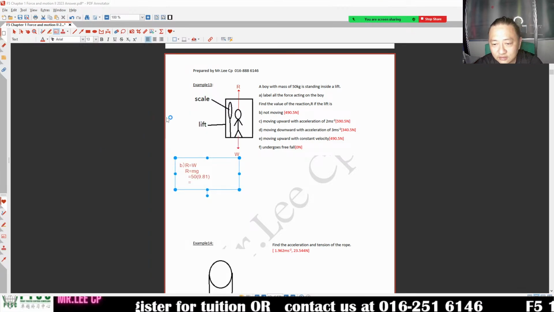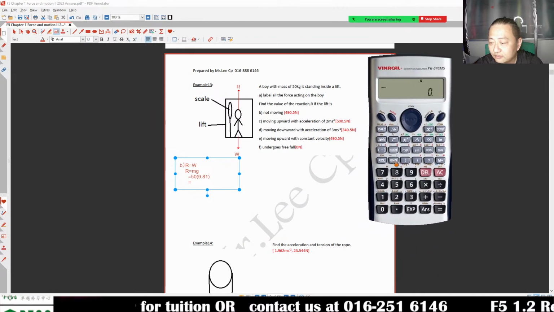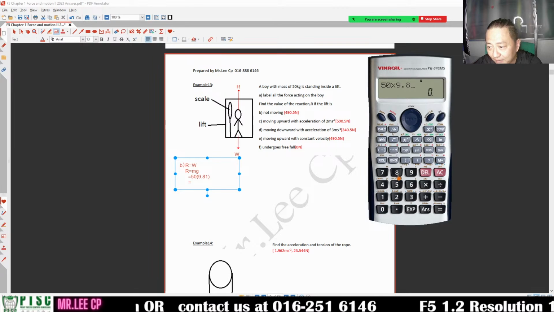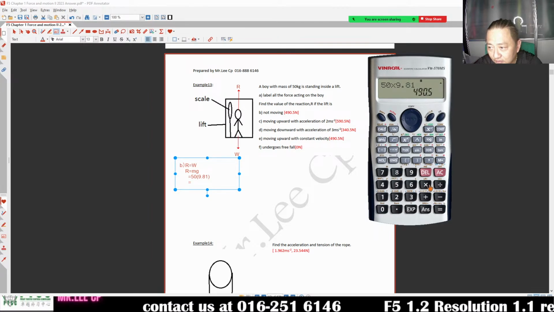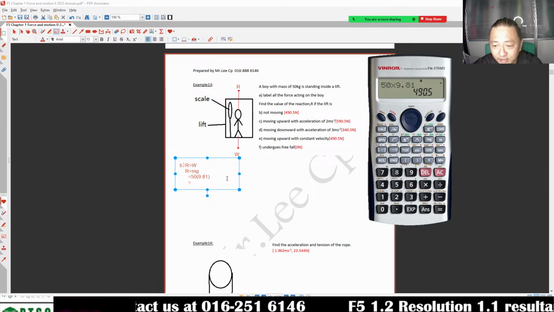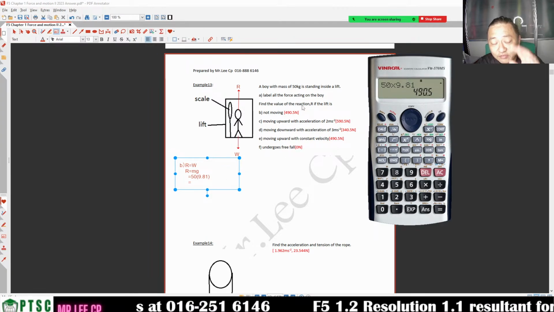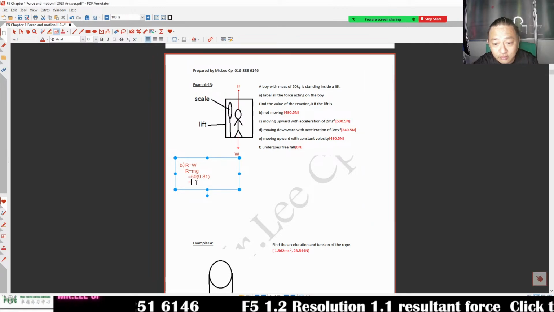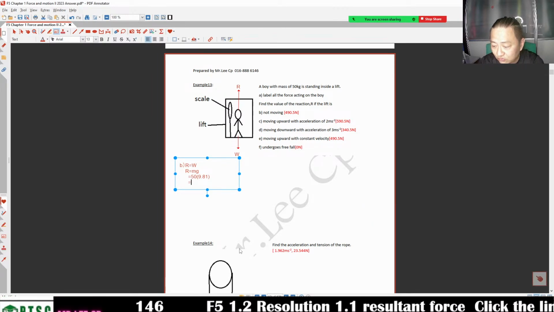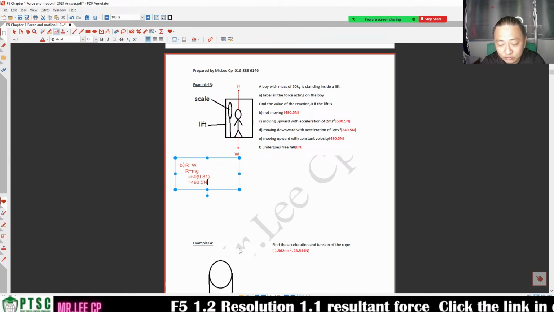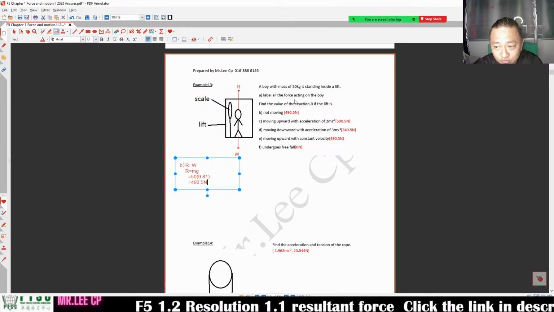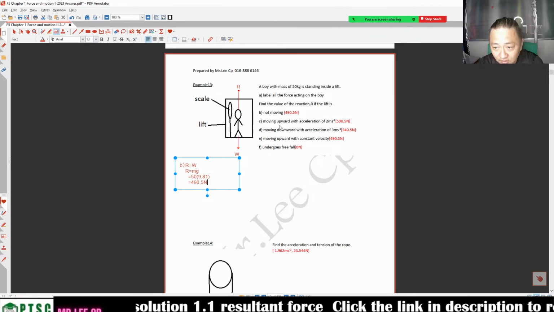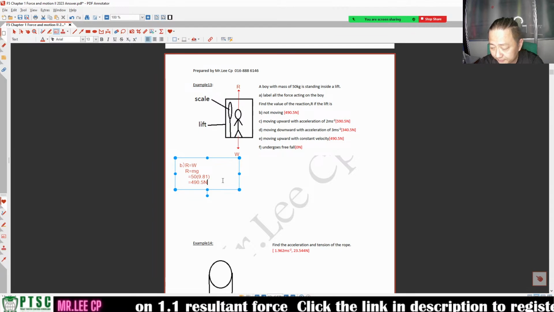Take out your calculator. We are going to calculate 50 times 9.81. Sometimes they might give you gravity as 10. If they give you 10, you just follow: 50 times 10, 500. If not given, you have to use 9.81, so this one is 490.5 Newton. This one okay? Should be no problem.